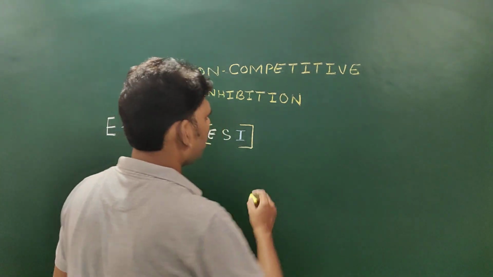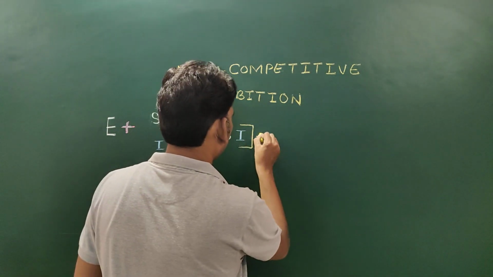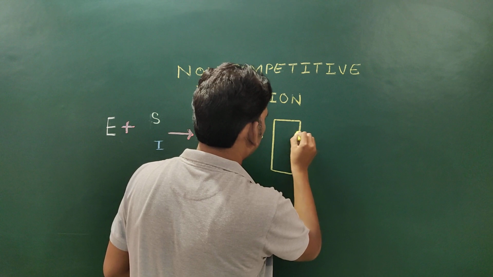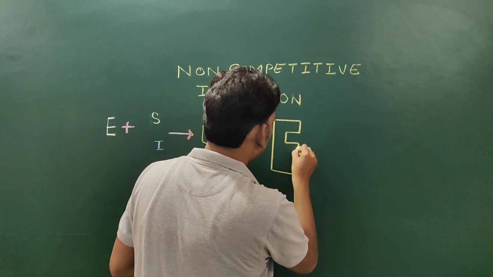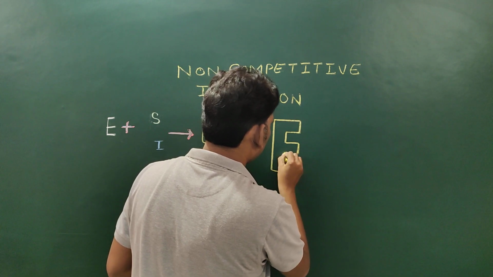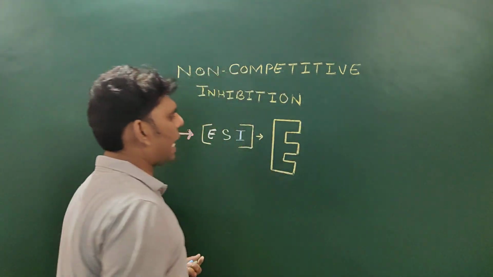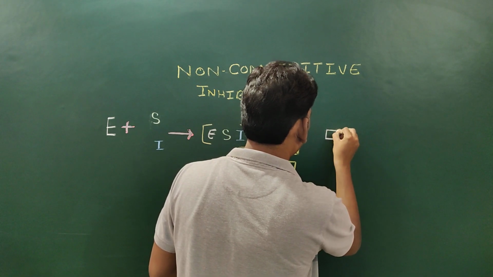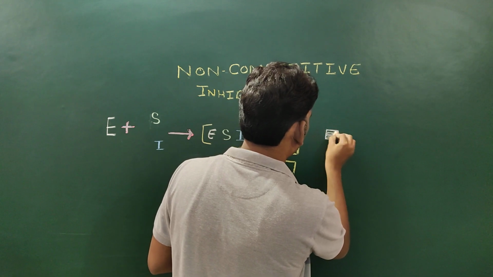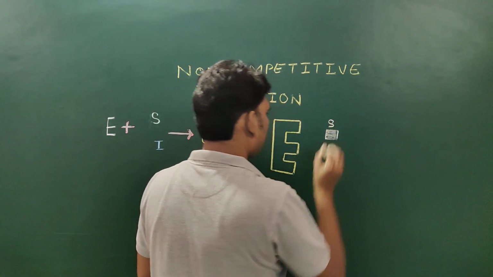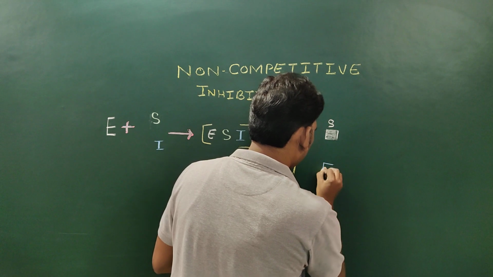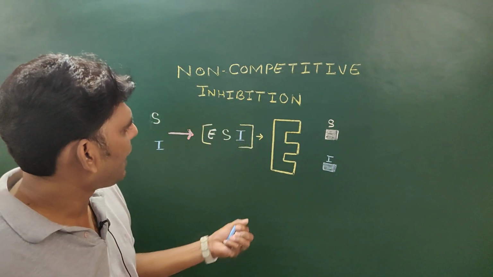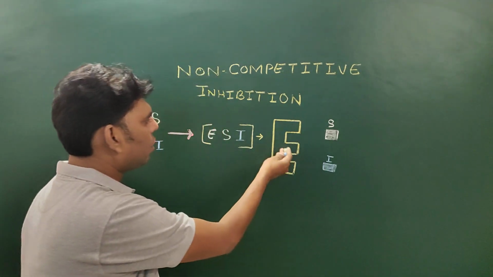Let me draw here. Suppose that this is an enzyme molecule and these are two sites. Here, suppose that this is the substrate, and now we have the inhibitor. This is the inhibitor. Got it? So substrate and inhibitor simultaneously bind to their respective site.